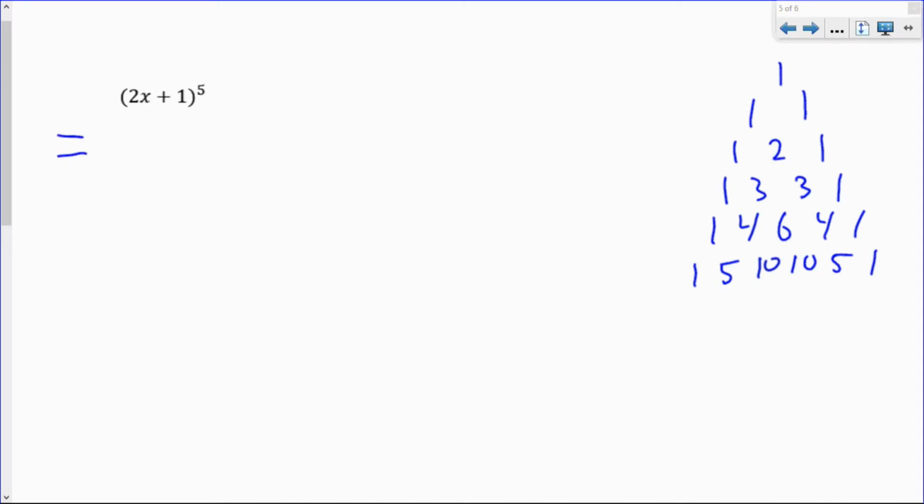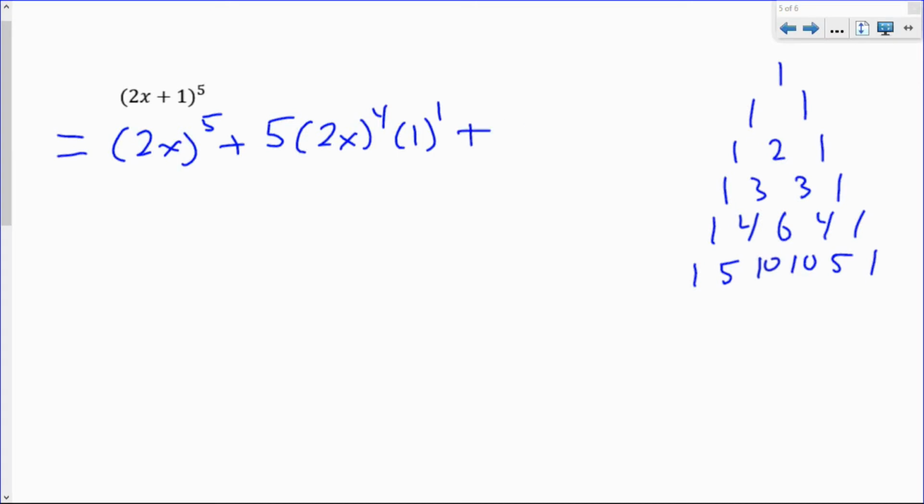Okay, the first coefficient is 1, and now we have, instead of x to the power of 5, (2x) to the power of 5. Make sure you include the brackets. You do need those. The next term has the 5 from Pascal's triangle times (2x) to the power of 4 times 1 to the power of 1.